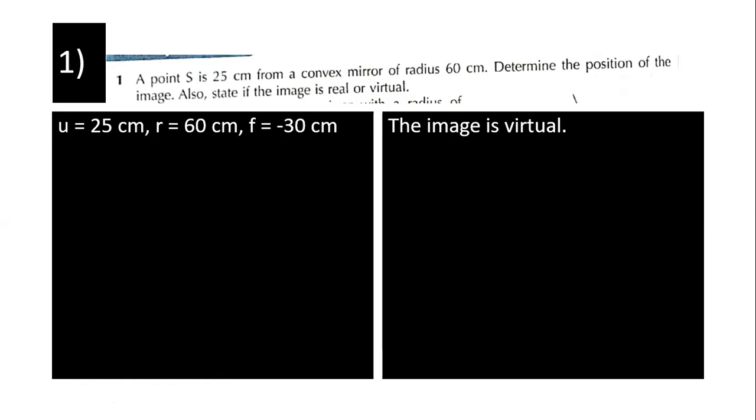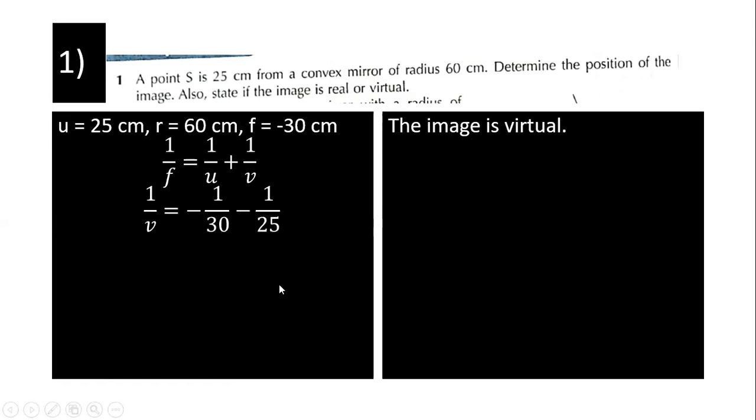Then determine the position. Use the formula: 1 over F equals 1 over U plus 1 over V. Put in your values. Take 1 over U to the other side. So 1 over F is 1 over minus 30. 1 over U, taken to the other side, becomes minus 25. And the rest is just calculator work. Calculate your V. You got a negative sign, which means the image is virtual.